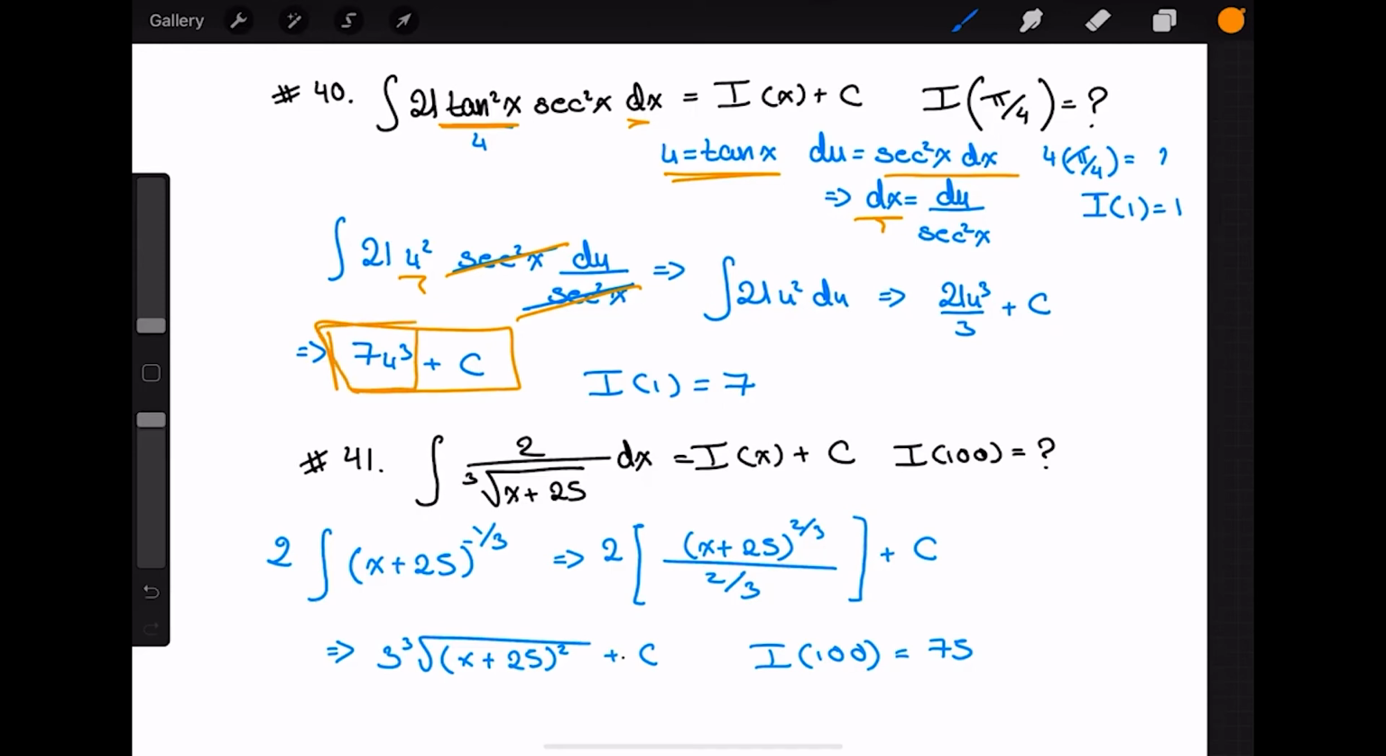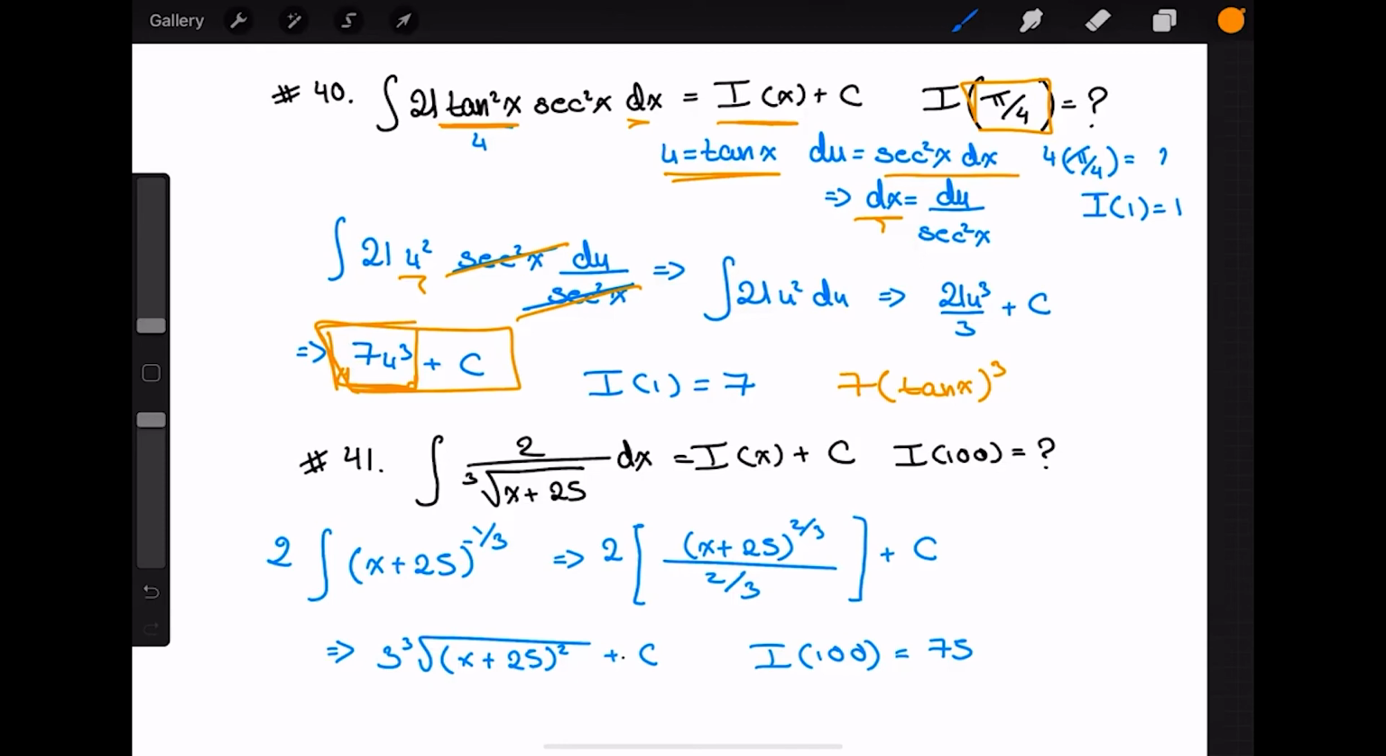7u cubed is the formula for I of u. And over here, this is for I of x. So again, as I mentioned earlier, you could directly substitute tan x into the equation to get 7 tan x cubed and then substitute pi over 4 into it. Or you could find u of pi over 4, which is 1, and substitute that directly into this equation, which will be 7. Again, whichever one will be easier for you, you will get the same answer either way.